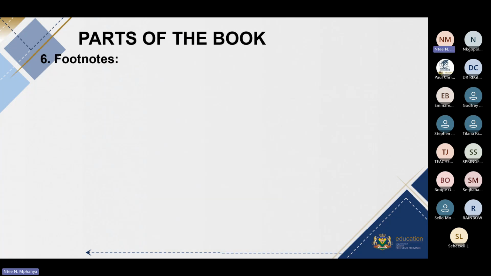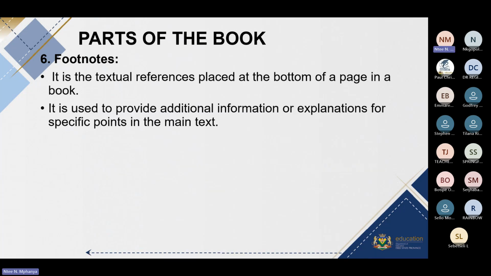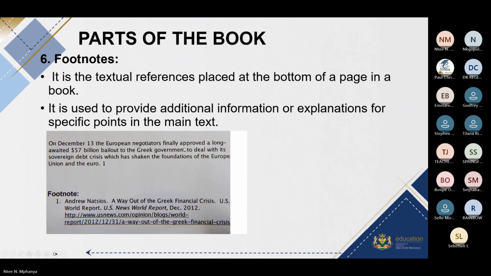Then we have footnotes as part of the book. It is the textual references placed at the bottom of a page in a book. It is used to provide additional information or explanations for specific points in the main text. Remember the word foot at the bottom, note something that was noted in the text. So it's the note on the text that sits there at the bottom of the page.